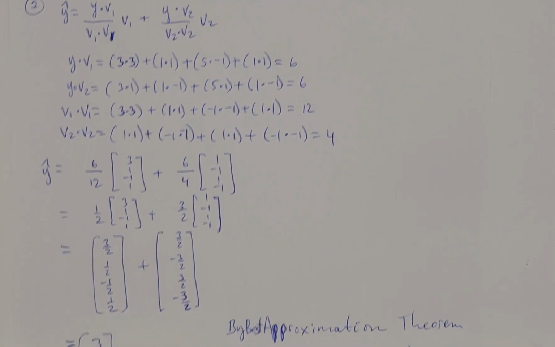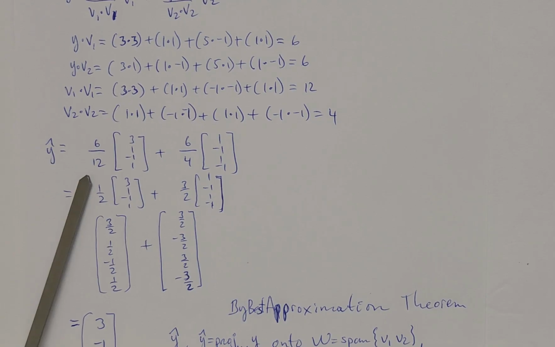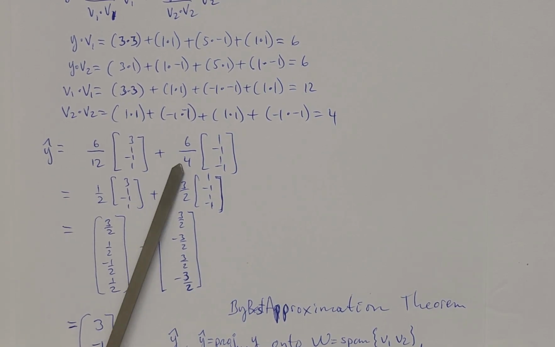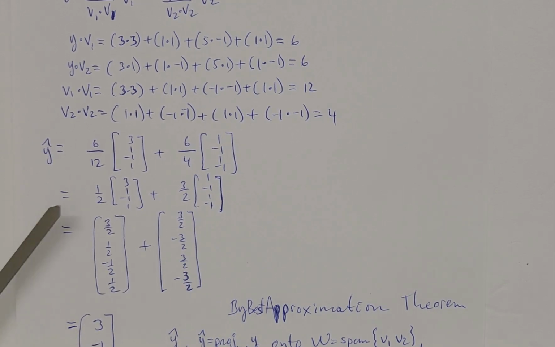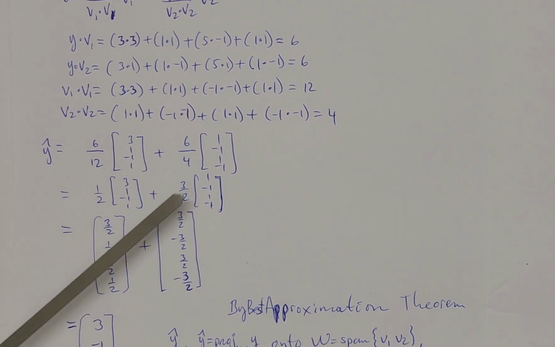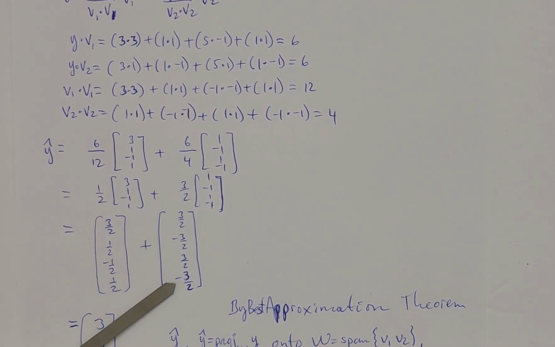Okay, so one more time. Reduce, 1 over 2. Reduce, 3 over 2. Multiply across gives me this vector and this vector. So 1/2 times this gives me this, and 3 over 2 times this gives me this.